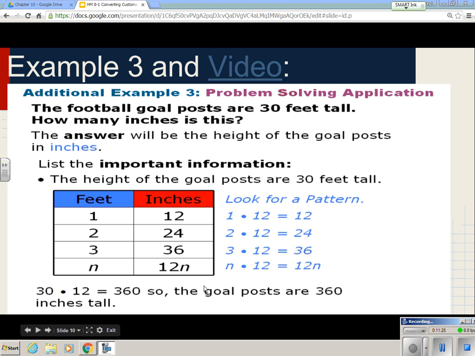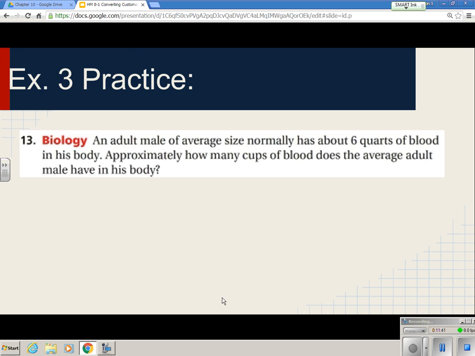We could have also just set up a proportion. But once you know what you're solving for and you can find the important information, you can work through a word problem just as easily as example 1 and example 2, where we did them just using proportions. So here is one I want you to try on your own. It says an adult male of average size, which is smaller than me, has about 6 quarts of blood in his body. So approximately how many cups of blood does the average adult male have in his body?